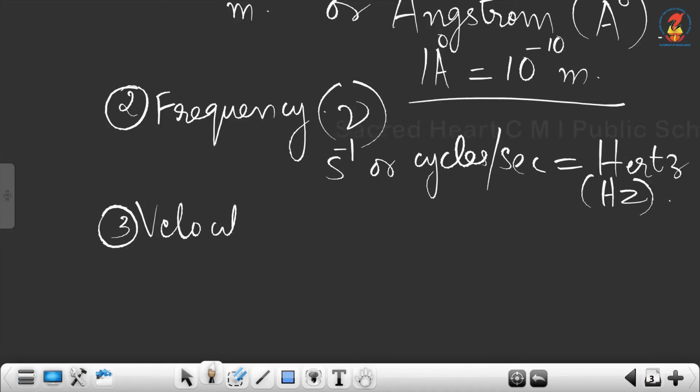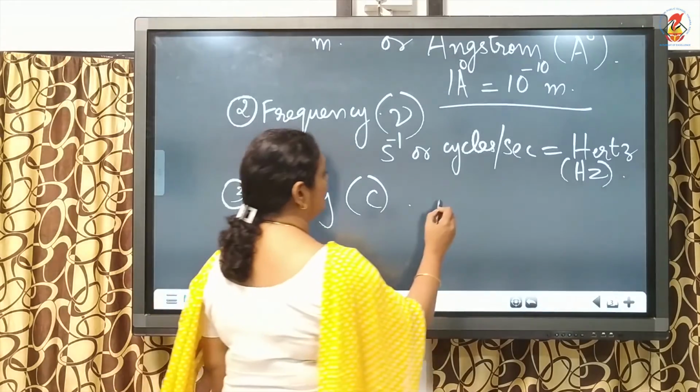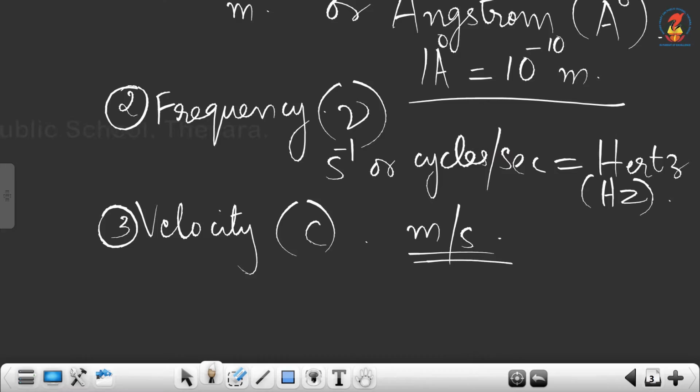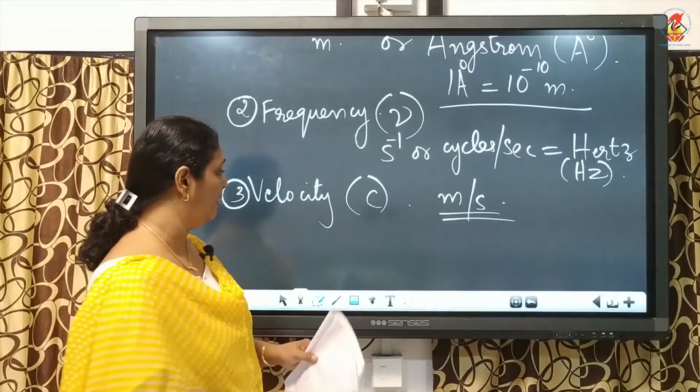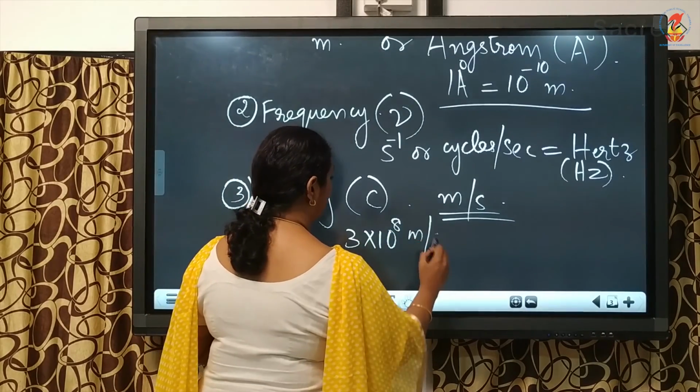Now the third characteristic of a wave is velocity, denoted by c. Velocity is the distance travelled by a wave in 1 second, so the unit of velocity is meter per second. Now in vacuum, all types of electromagnetic waves travel with the speed of light, and we know the speed of light is 3 into 10 raised to 8 meter per second.